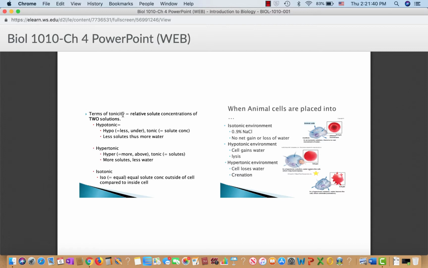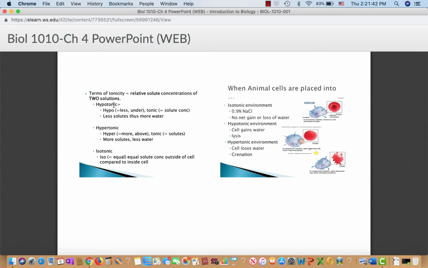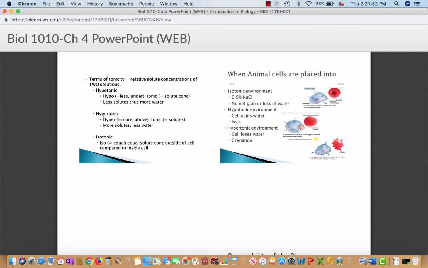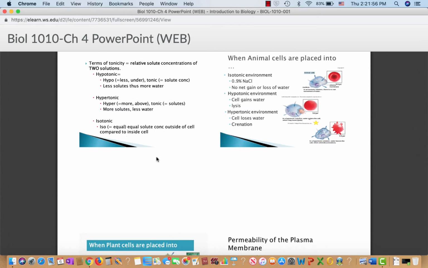Okay, terms of tonicity. You have hypotonic. Hypo meaning less or under, tonic, solute concentration, so less solutes, thus more water. And then you have hypertonic, which is exactly the opposite, more solute, less water. And then isotonic, everything is equal on both sides.